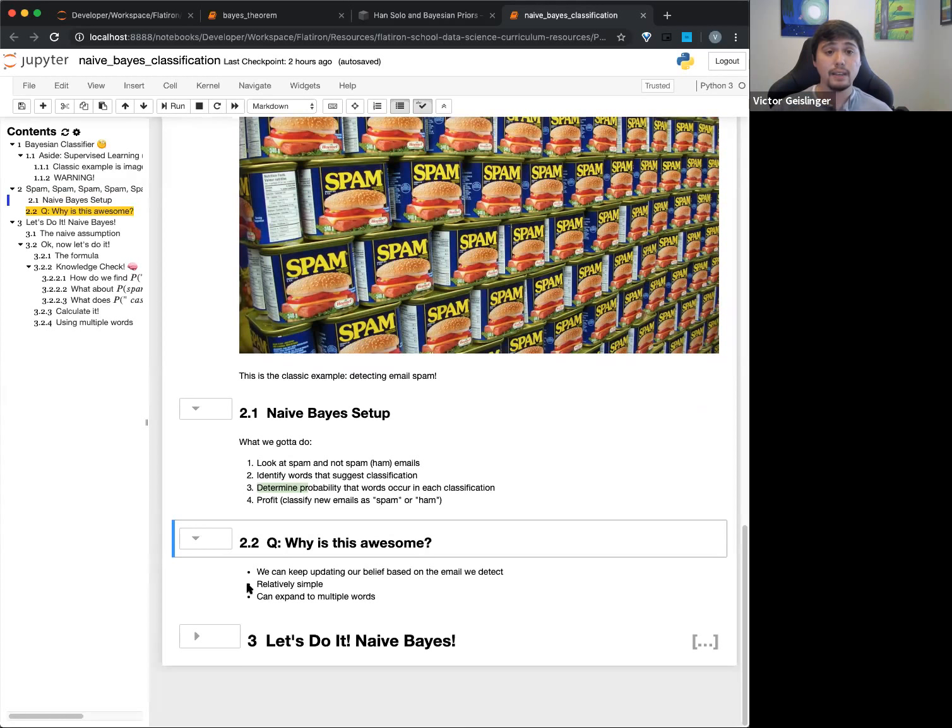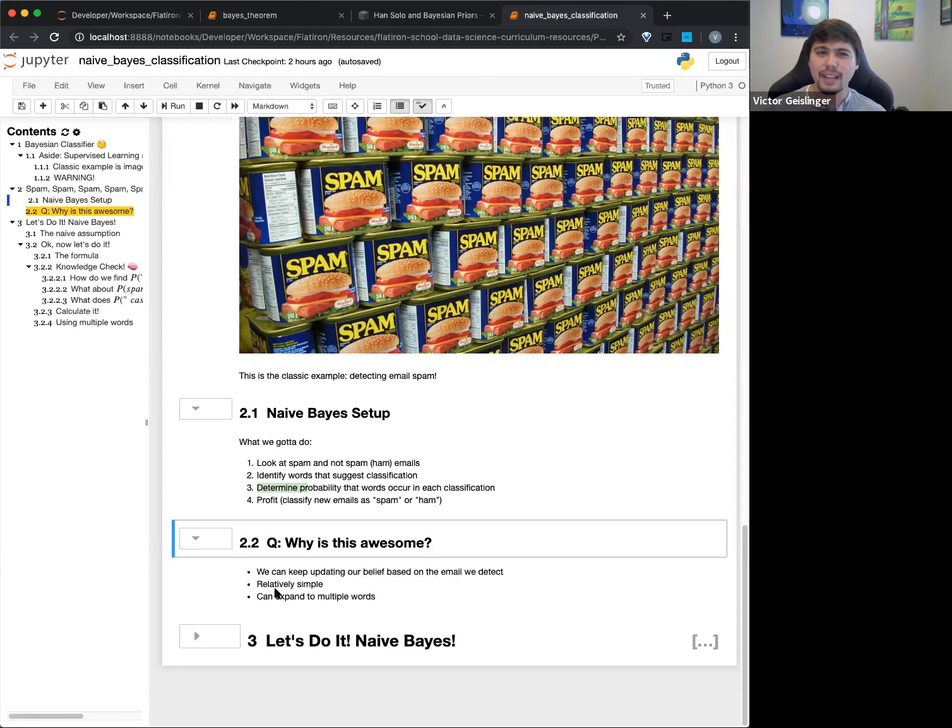This can also be true as time goes on. Maybe spam changes in the way it's phrased. Going from the 90s to now, spam has gotten a little different in how it's phrased, so there are different ways to update it. So we can keep updating our belief. It's relatively simple. You just saw me write it in about 4 lines of what is going in. The last line is more of a joke than anything. You can see it's not too hard to get the idea of what this is doing. And we can expand this to multiple words, so we don't have to rely on just one aspect. We can do multiple aspects.